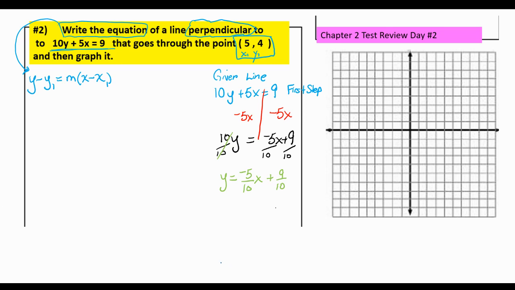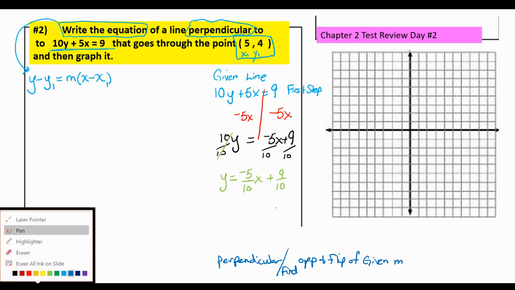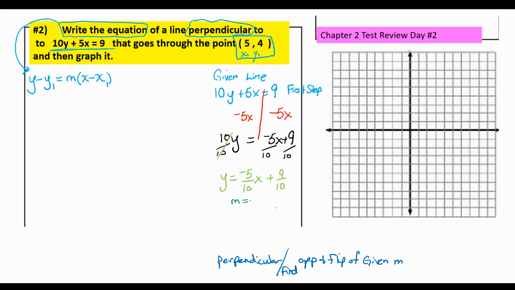And then because it's perpendicular, that means we need to take the opposite. So we need to find the opposite and the flip of the given m. So our given m, I'll keep that in green for you. So this m is equal to negative 5/10. Our m has to be the opposite and the flip. So our m needs to follow those.